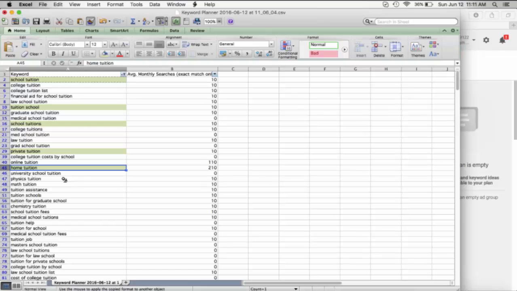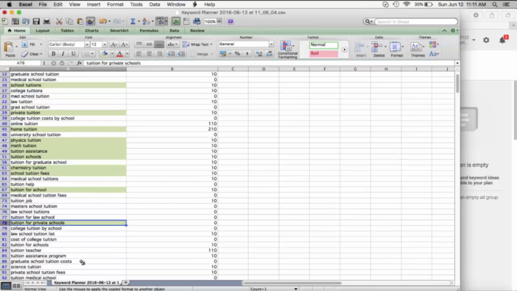Then physics tuition, yes, though it is semi-intent, I might want to just try this out for some time. Math tuition, yes, semi-intent again. Tuition assistants, yes. School tuition, yes. Tuition for graduate school, nope. Chemistry tuition, yes. School tuition fees. Tuition help, tuition for school. Medical school tuition fee, no. Tuition job, master's school tuition, law school tuition. Tuition for private schools, yes.